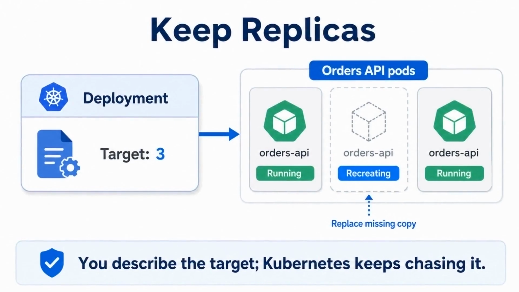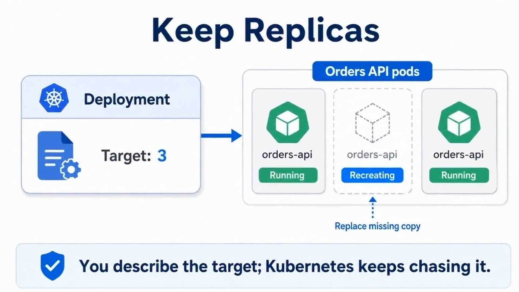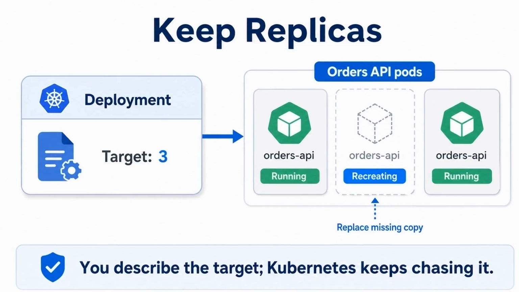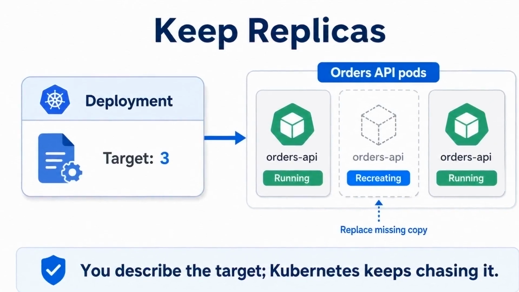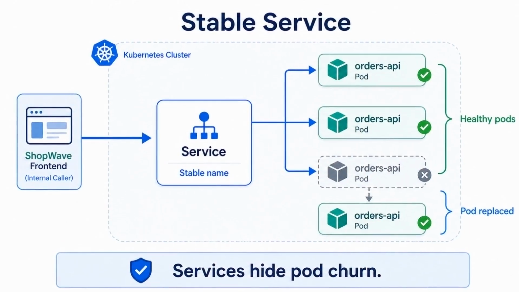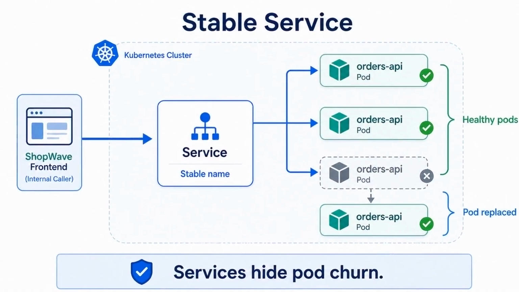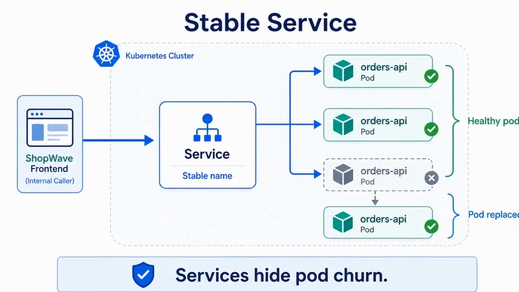A deployment says how many copies should exist. If ShopWave needs 3 orders API pods, the deployment owns that target and keeps creating or replacing pods until the target is true again. Pods are replaceable, so other parts of the app should not depend on pod IPs. A service gives the orders API a stable internal name and routes traffic to healthy matching pods.